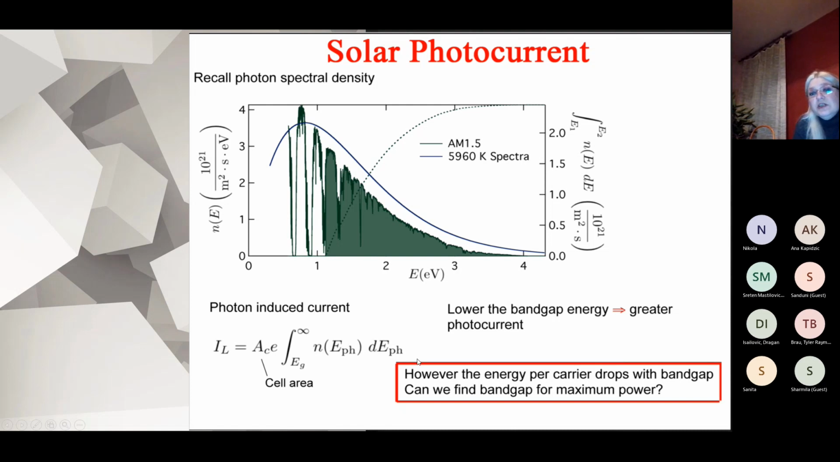But the situation is not so easy, because the energy per carrier drops with decreasing band gap. Can we find the band gap for maximum power? Yes, because there is an interplay that lets you find the suitable gap for maximum power, and that band gap of the material will be approximately between 1.1 and 1.4.